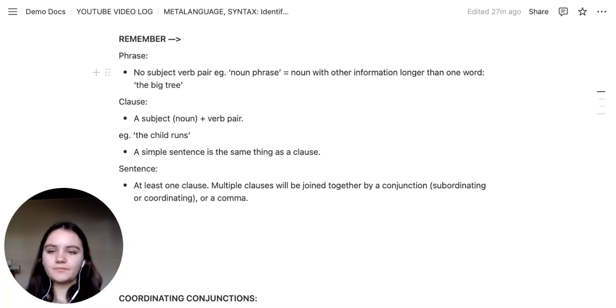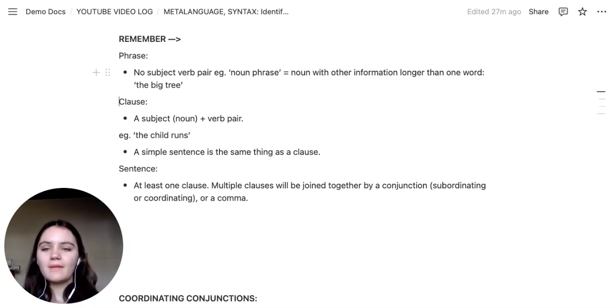For example, the child runs. We've got our subject, our noun, child, the child, determiner and noun. And then we have our verb, runs. And you can see they're almost paired together, right? There's this idea that it's the child doing something. They're sort of almost a single unit.